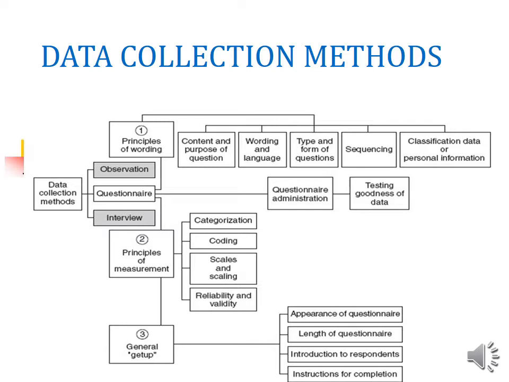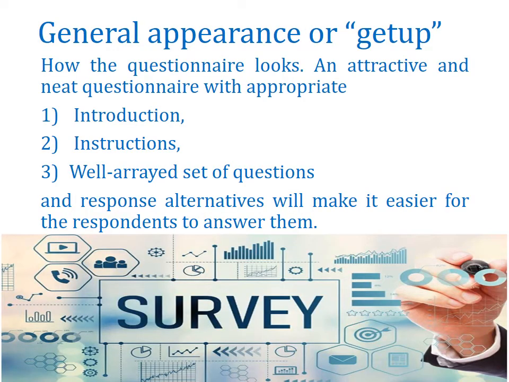The general getup of the questionnaires is based on the appearance of the questionnaires, the length of the questionnaires, the introduction to the respondent, and instructions for completion of the questionnaires. The general appearance and getup is how the questionnaire looks and how it attracts the respondent and the audience from whom you want to collect the data. An attractive, neat and clean questionnaire definitely has a good impact on the respondent.